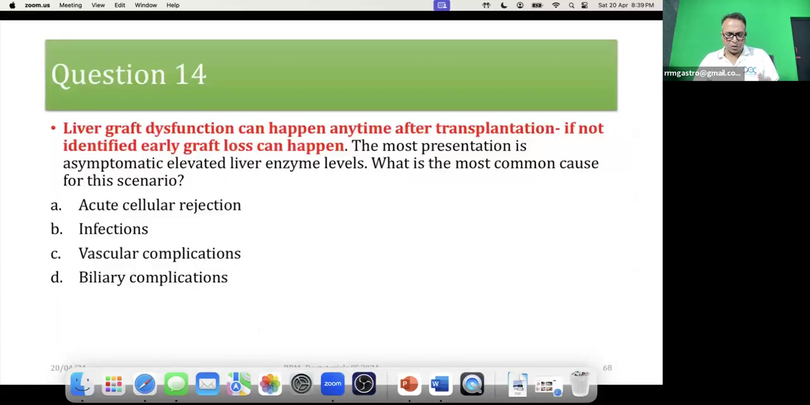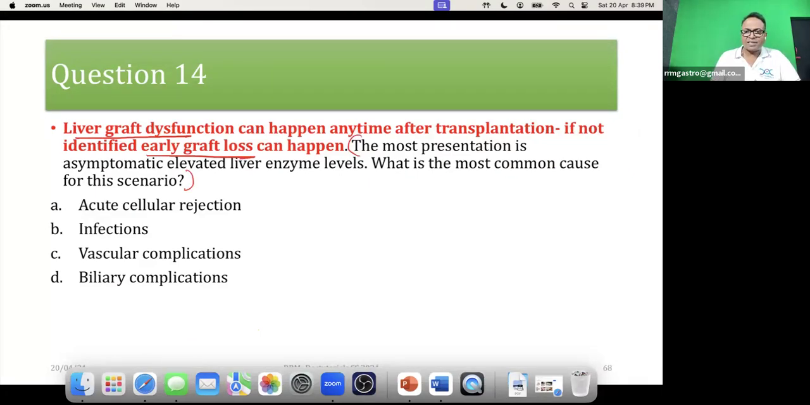etc. So liver graft dysfunction can happen any time after transplant. If not identified, early graft loss can happen. The most common presentation is asymptomatic elevated liver enzyme levels.